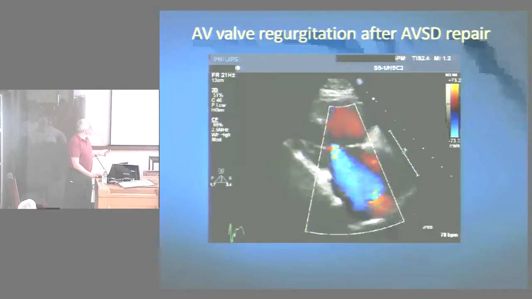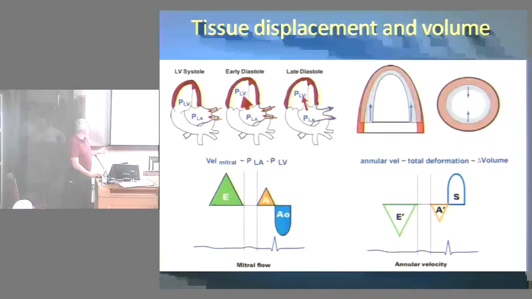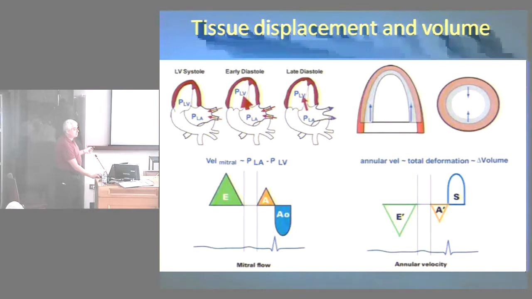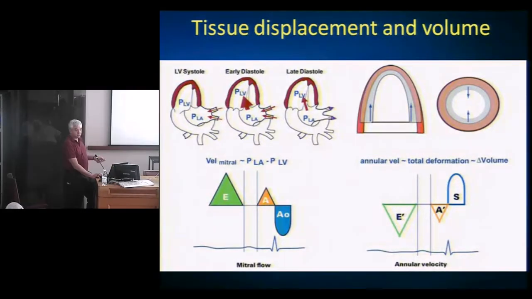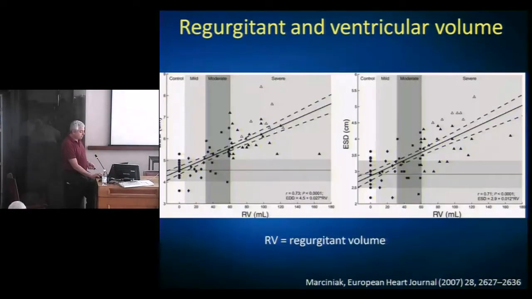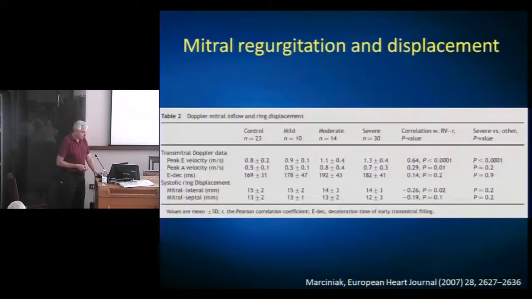So here's left AV valve regurgitation after AVSD. I already showed you that inflow velocities are related to pressure differences between the atrium and the ventricle, while tissue Doppler velocities are related to the volume changes. And so that's going to change or influence how we see these when you have an increased preload. So if you look at regurgitant volume in mitral regurgitation, this is very similar to what I showed you for aortic regurgitation, and you look at the end diastolic dimension, as your regurgitant volume goes up, your end diastolic and systolic dimensions go up. That's not surprising, particularly this is adult data.